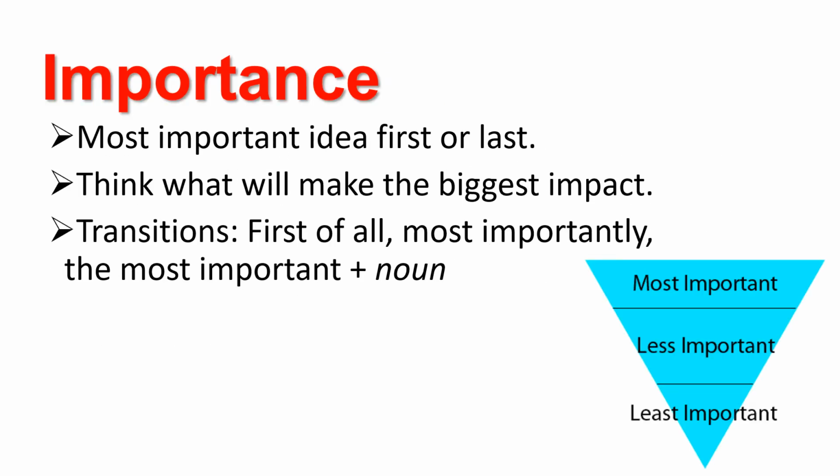The third type of logical ordering I want to talk about is importance. Now, we want to decide if we are making an argument for or against something, which of our arguments is the strongest argument, which is the most important idea. And then do we want to put that idea first, or do we want to put that last in our paper or presentation? We want to think about what would make the biggest impact to our audience.